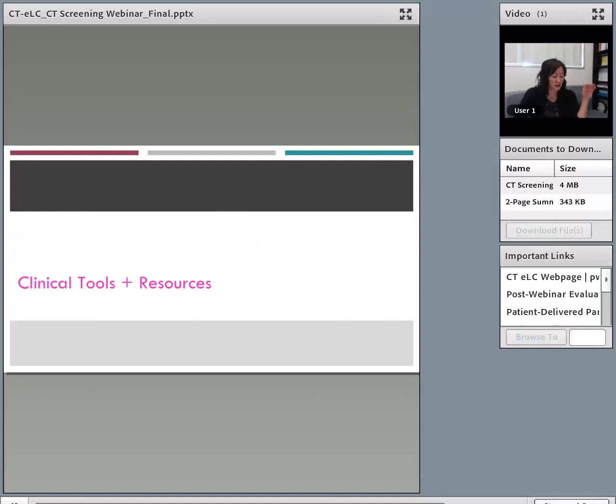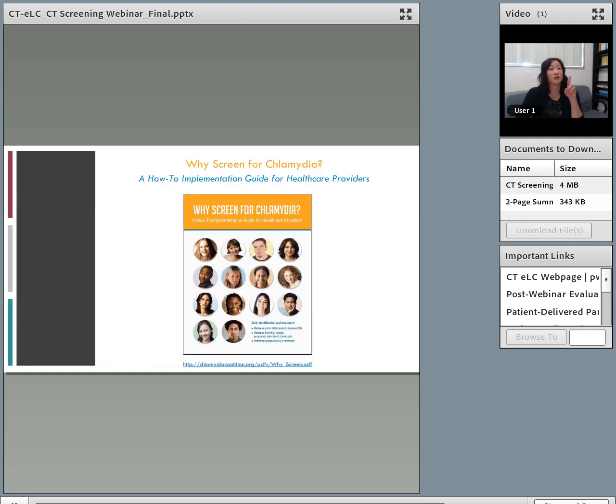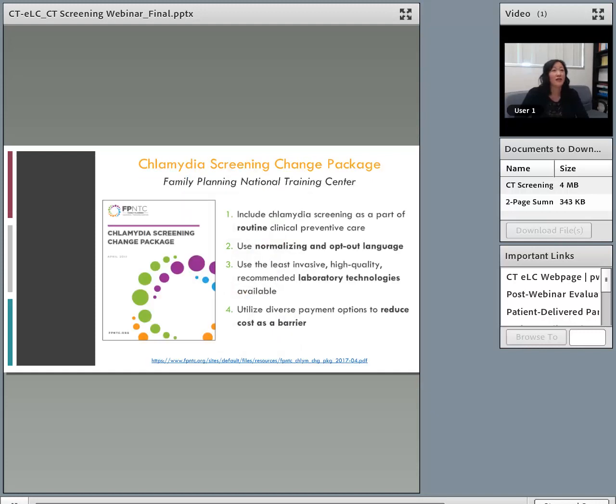But I wanted to point out the clinical tools and resources because I think lots of practices need support and other tools to figure out how we're going to get this done. We know what we want to do. How do we get there? And so this is a toolkit about why to screen for chlamydia and an implementation guide for healthcare providers from the Chlamydia Coalition.